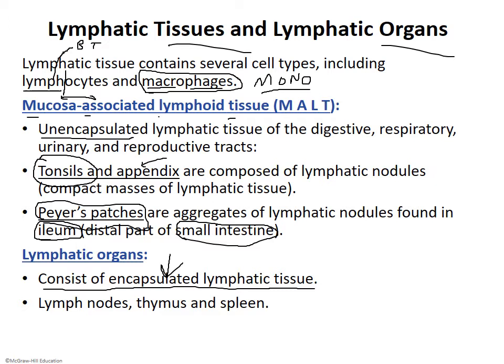So in this, we're looking at the lymphatic organs, and there's really three. Lymph nodes, which is a whole category of little organs, the thymus, and the spleen. So there's three. So the first one we look at is the lymph node.